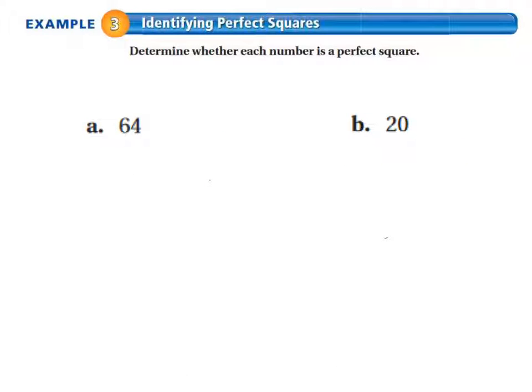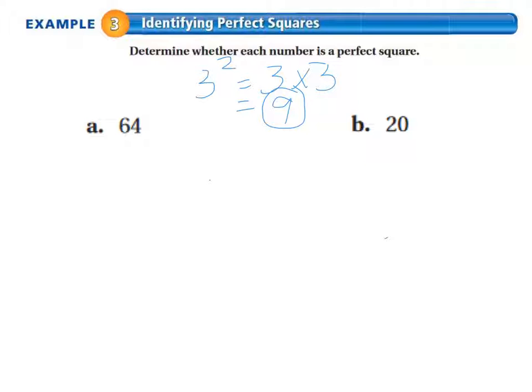Example 3, identifying perfect squares. Determine whether each number is a perfect square. By definition, a perfect square is the square of a whole number. For example, a whole number such as 3, and if I square that, that would be the same as 3 times 3, which would equal 9. 9 is considered a perfect square. It is a square of the whole number 3.